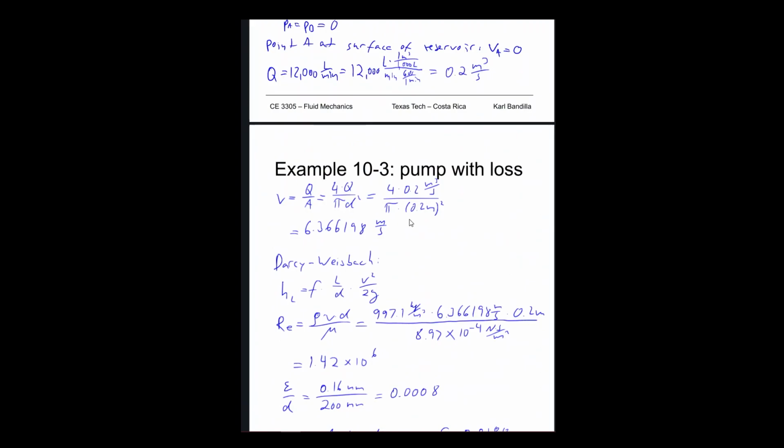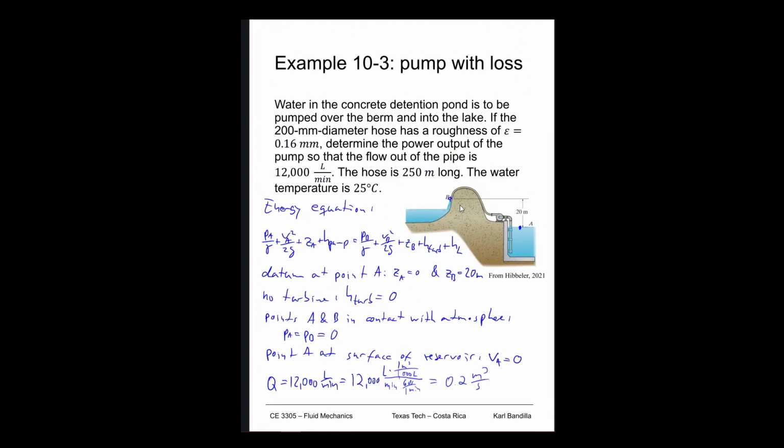All right, so now we've used the energy equation, and to do that we needed the Darcy-Weisbach equation to get the losses in the pipe, and to find that we needed to use the Moody diagram. But overall we find that we need 138 kilowatts to deliver water from the detention pond to the lake at 12,000 liters per minute.